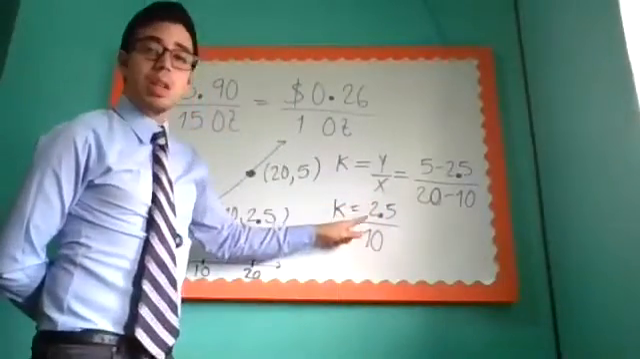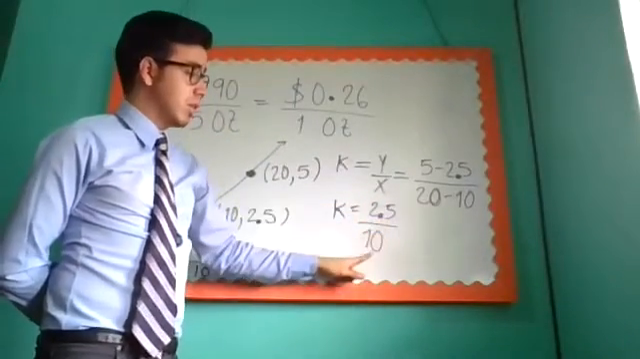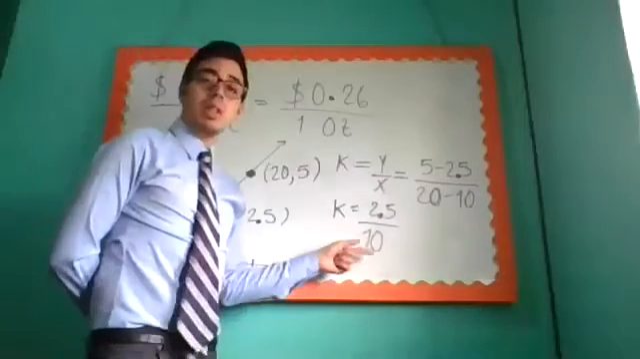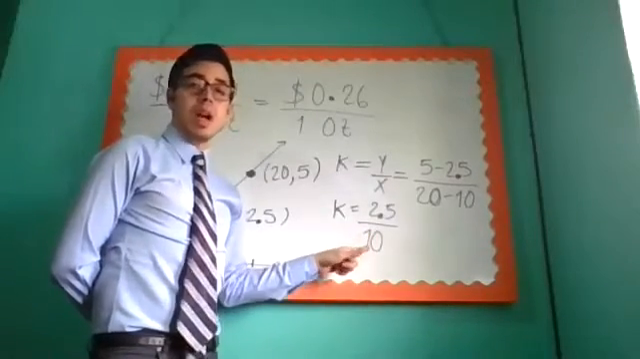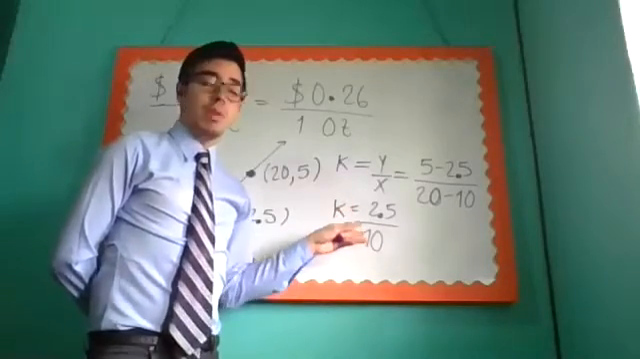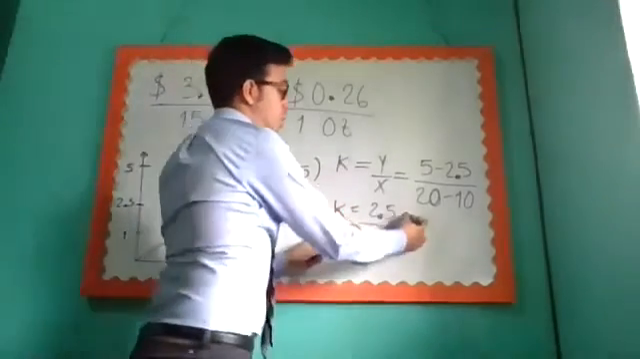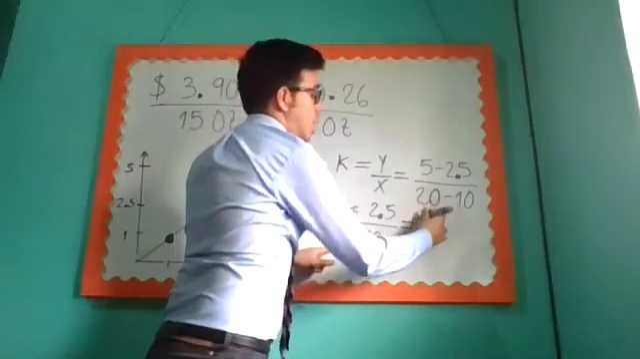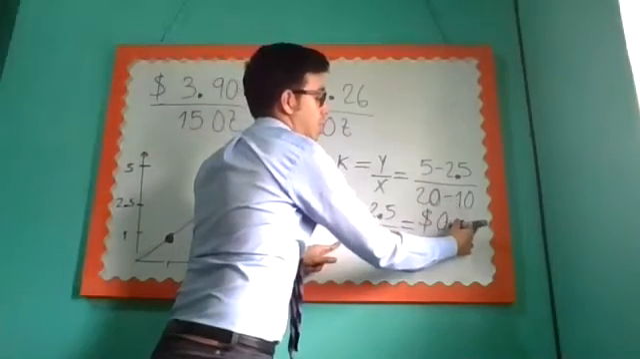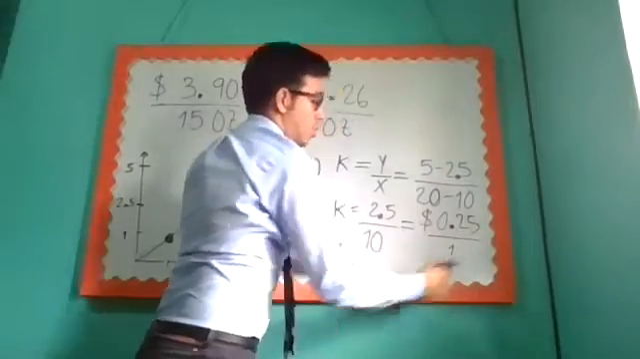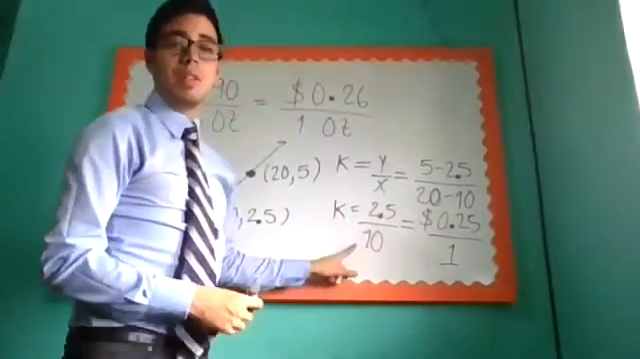You know that they are $2.5 in 10 ounces, but we don't need this for 10 ounces. I want to find the value for only 1 ounce. So I divide and then I obtain that they are $0.25 for 1 ounce. I simplify, divided by 10.